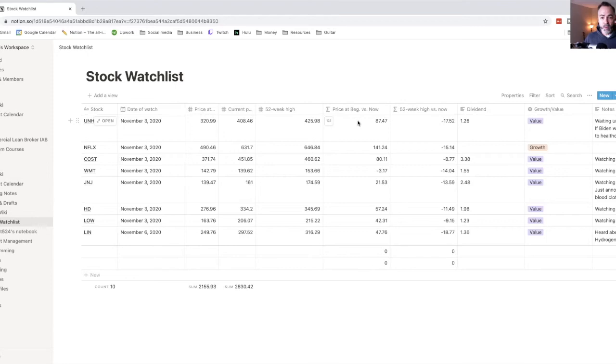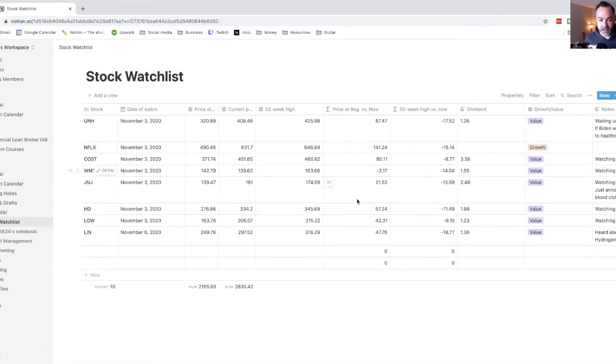As we work our way down, you will see that all of these that I was watching and should have bought, by the way, have been doing phenomenal. So I started watching Netflix at $490.46, was actually watching it well before this, but this is when I came back to tracking it. And now it is $631.70. I think that was as of this last Friday. That's a per share difference of $141.